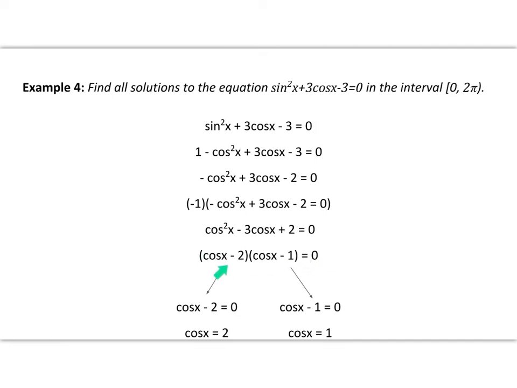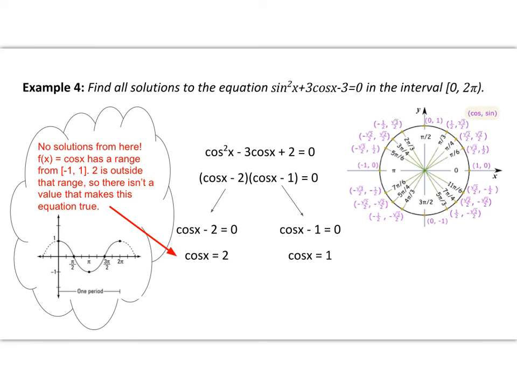Zero product property. Set each term equal to 0 and solve. So cosine of x minus 2 equals 0, add 2 to both sides. Cosine of x minus 1 equals 0, add 1 to both sides. This problem is so long, I had to move up on my screen here to fit it in. So here's where we left off. Cosine of x equals 2, cosine of x equals 1. I now need to figure out what angles make that true on the unit circle.